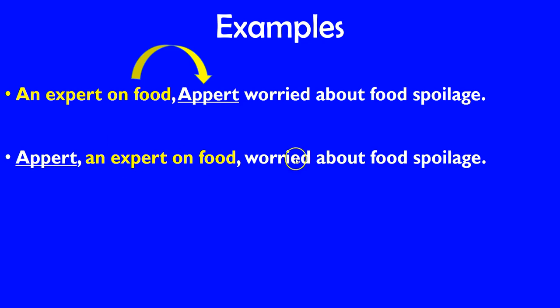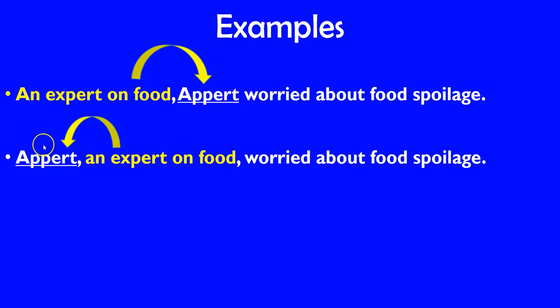Appert, an expert on food, worried about food spoilage. Here, we put the subject first. Appert is still our subject. An expert on food is our appositive phrase. It's telling us about Appert. Worried is the verb. How do we know that Appert is our subject here? Well, the appositive phrase is set off by commas. Okay, so it's not the subject, and it's Appert who worried about food spoilage.